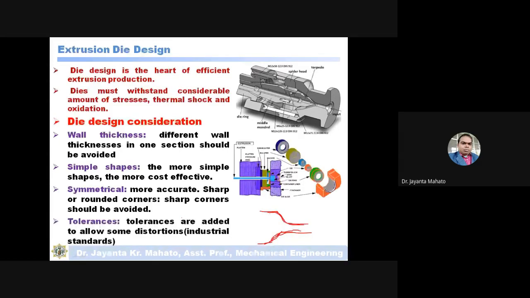Tolerances are added to allow some directional or industrial standards. Means according to the industrial standards, some tolerances are allowed, and these tolerances actually depend on the material, on the conductivity, means the thermal compression of the material. Means in case of a hot extrusion process, there is a chance of getting sinkage. So in this case, you have to give a tolerance, and there is actually a standard.